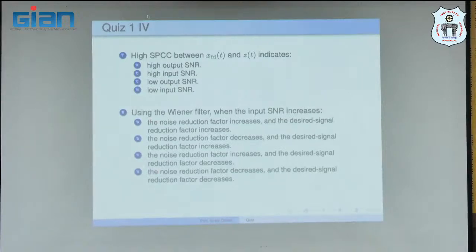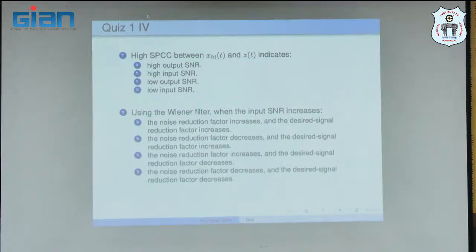What do you think? B? Okay. Which one? Last one, D. Okay, let's see. Using the Wiener filter, the input SNR increases, so the noise reduction factor decreases, and the desired signal reduction factor decreases. So both decrease. If the input SNR increases, it means that we have less noise in the input.